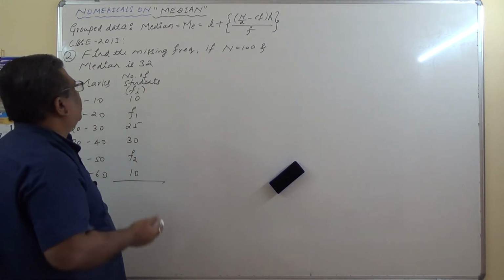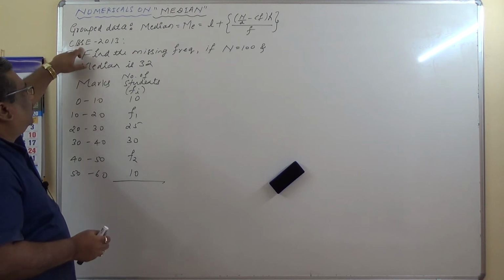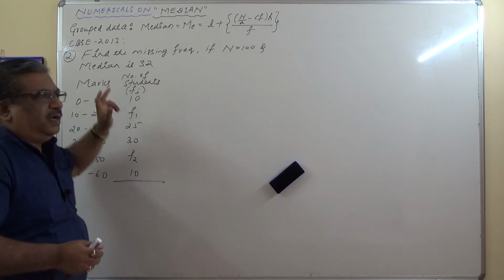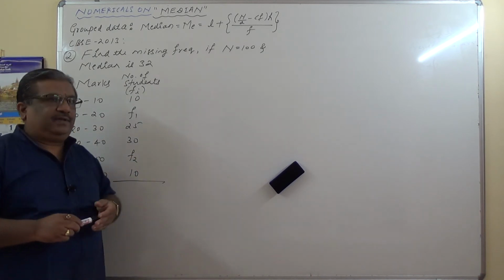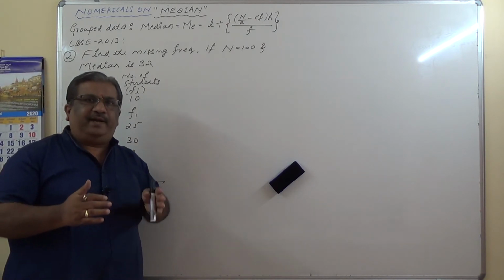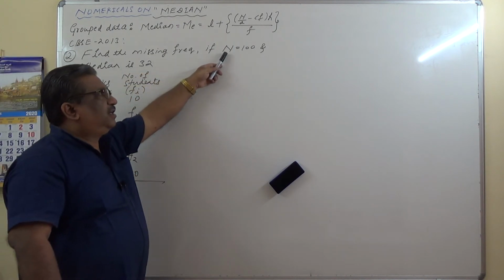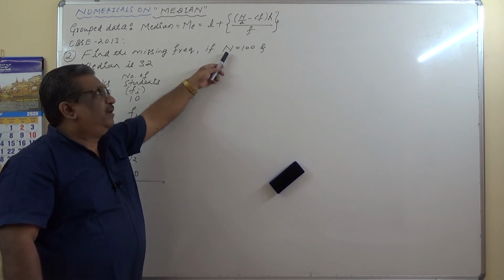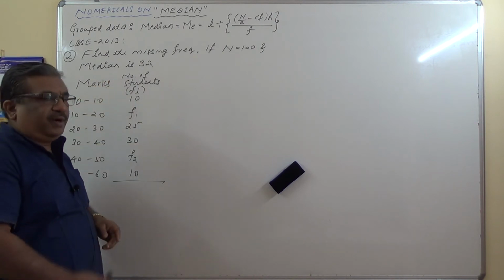Now we'll have a look at this question. Question number 2. This appeared in CBSE 2013. Find the missing frequency if n equals 100 and median is 32. So dear students, you should remember one important thing. Whenever the question is to find the missing frequencies, then a couple of pieces of information will be hidden in the question itself. There are two pieces of information given here. One is sigma fi, the total frequency is 100, and also the median is 32. So these are the given information which you should remember.